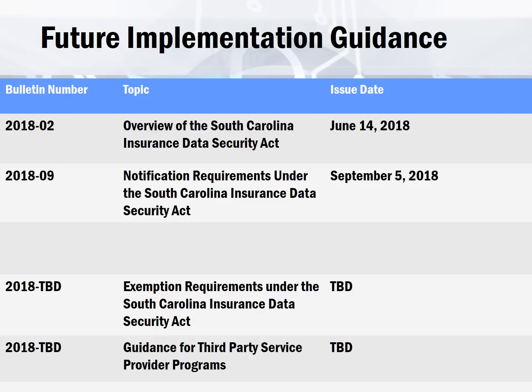Thus far in 2018, we have issued 2 bulletins on the Data Security Act. The first was Bulletin 2018-02, which provided an overview of the Act itself. We've also issued Bulletin number 2018-09, and the topic was Notification Requirements as required under the Act. And later in calendar year 2018, we will also issue bulletins on the exemption requirements and also provide additional guidance on third-party service provider programs.